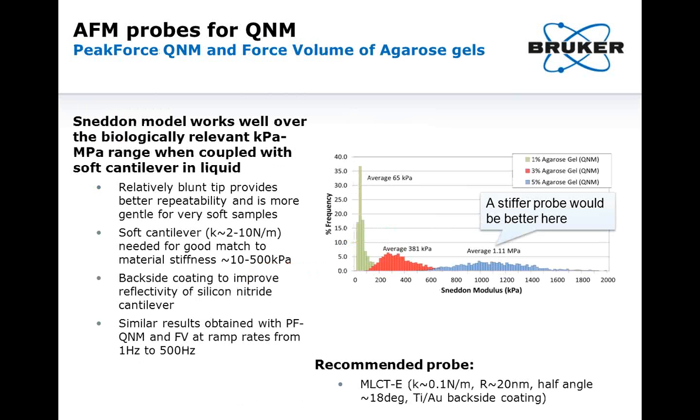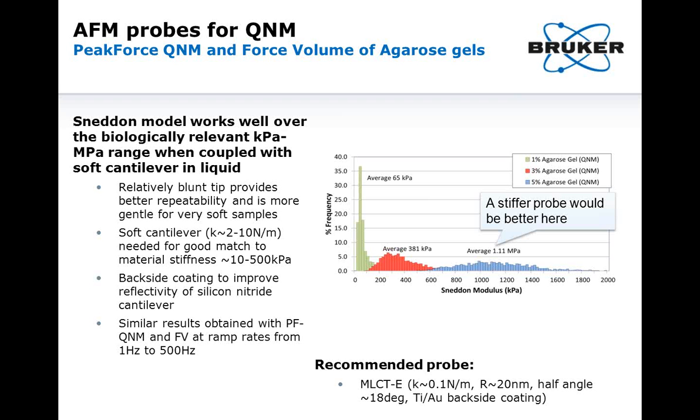So, in this example here, we're looking at the performance of measuring modulus using an MLCTE probe on 3 different concentrations of agarose gel. As the percentage of agarose gel increases, the sample becomes stiffer, and the soft probe used is no longer stiff enough to perform a good measurement.